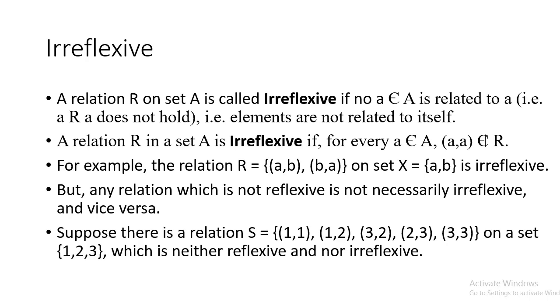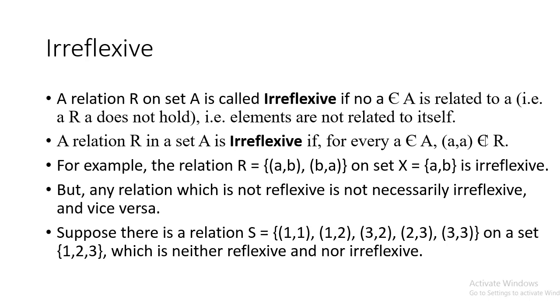The first property in this lecture is the irreflexive. So why do we call this relation irreflexive? A relation R on set A is called irreflexive if no element a belonging to A is related to a. That is, (a, a) does not hold. In other words, we can say that elements are not related to themselves.